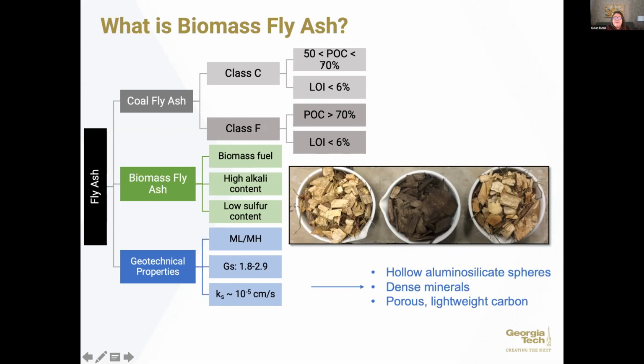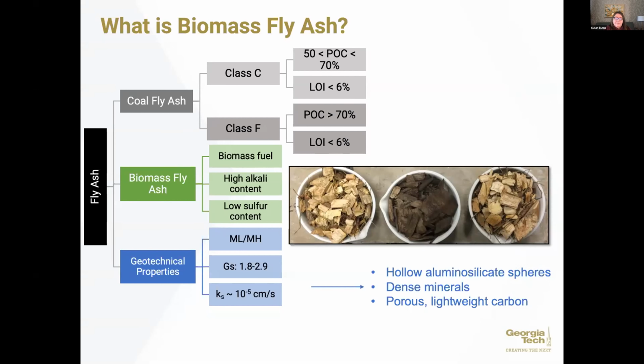So for a class C fly ash, we're looking at a primary oxide content between 50 and 70%. We want, for use in concrete, we want a loss on ignition of less than 6%. Class F coal fly ash has a primary oxide content greater than 70%, but again, we have to keep that LOI or that organic content. It's not an exact measure of organic content, but it's a quick and dirty way to approximate it. We want to keep that less than 6%.